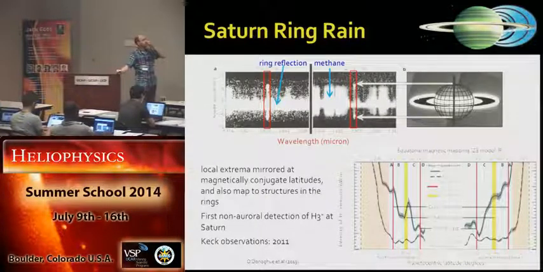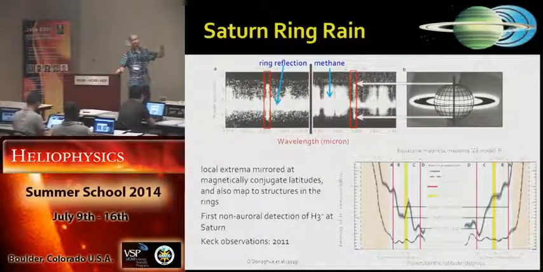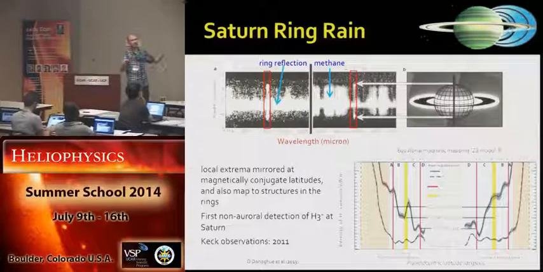So what we're seeing here, since I'm short on time, I'm going to skip through what the observations are, but basically two H3+ emission lines. The slit is north-south at Saturn.